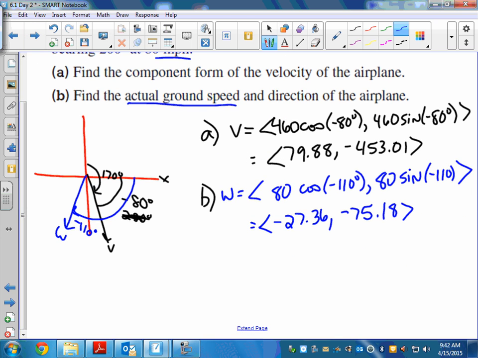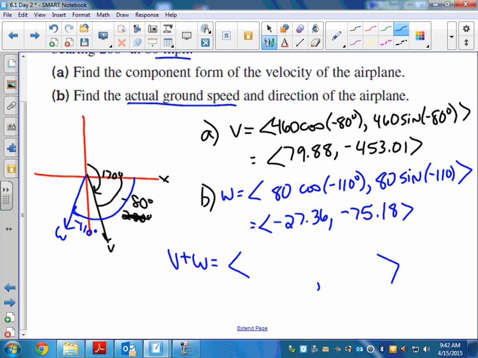So I'm not going to actually draw this in, but basically I'm going to add these two together and think about what we talked about yesterday, it should end up somewhere out in here, right? If I did that lovely little parallelogram thing and added it up, but I don't need to do that. I'm just going to add it together. V plus W, and I just add those on my calculator. That's going to give me the vector of the velocity.